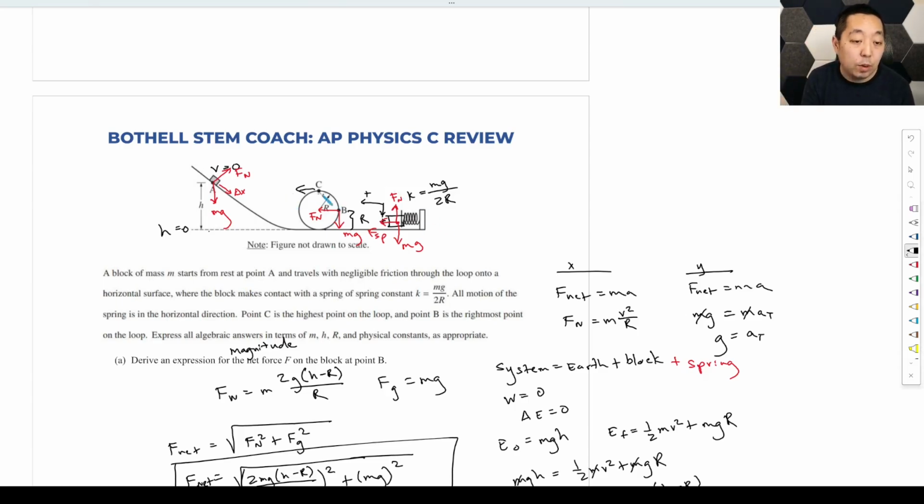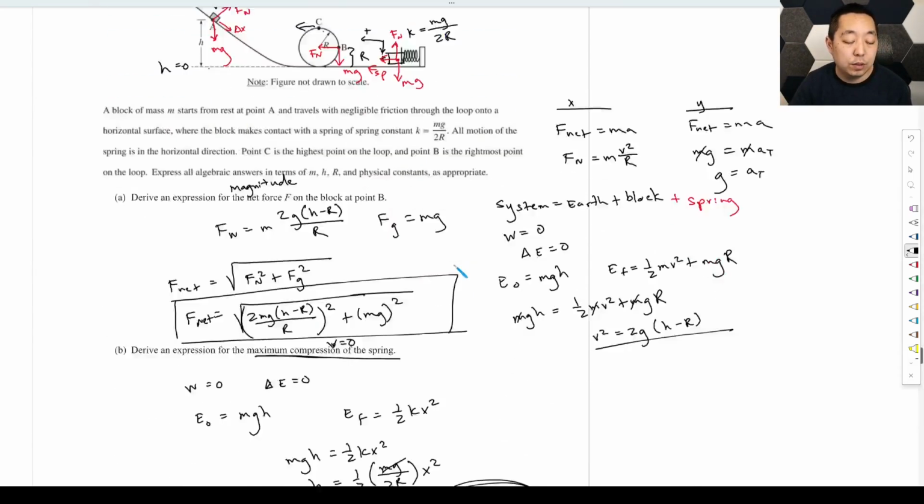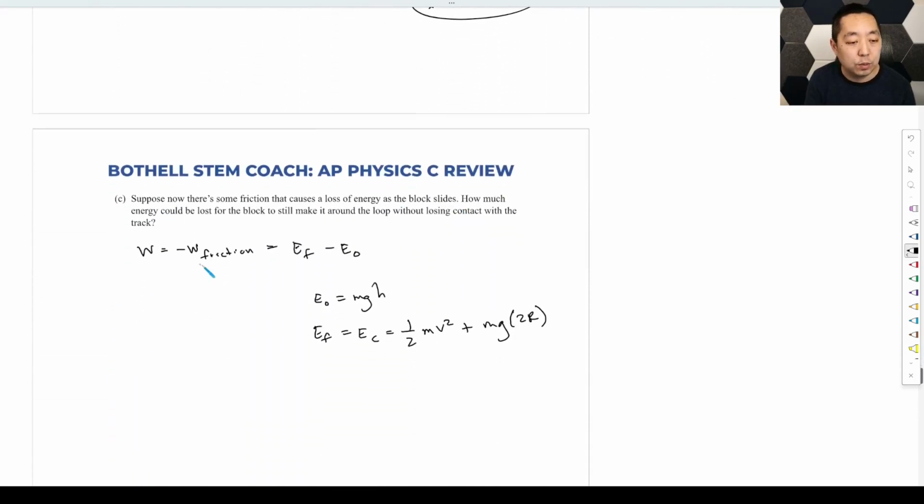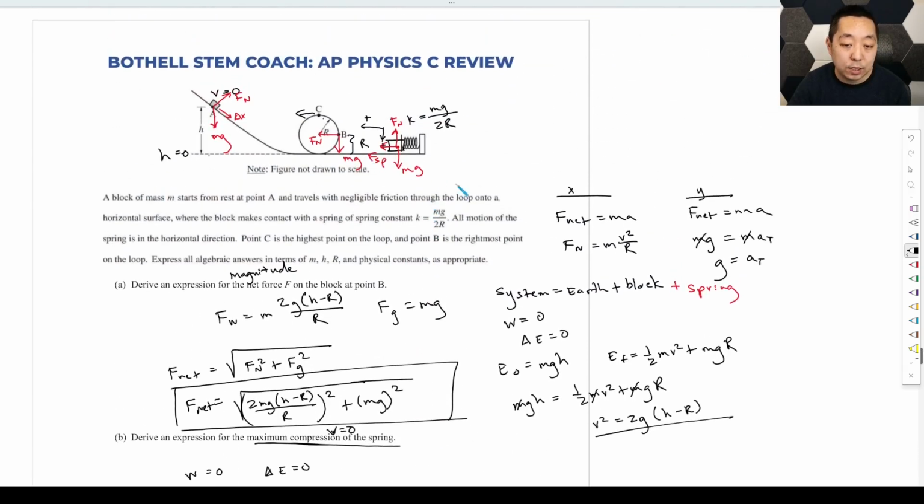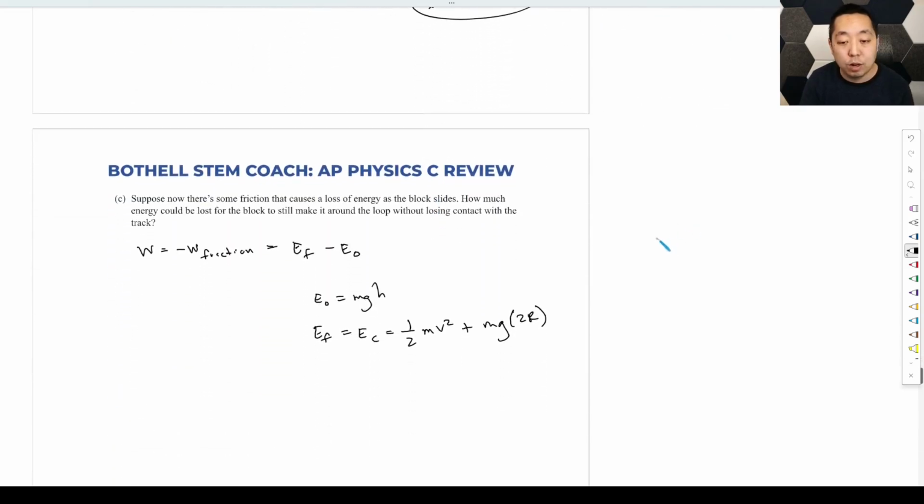Okay? So how do we figure out that kinetic energy, though? Because we're trying to solve for this quantity. And it's not the same speed as at B, because before we solve for the velocity at B, we need to solve for the velocity at C. We're going to do the same thing: we're going to draw our free body diagram.